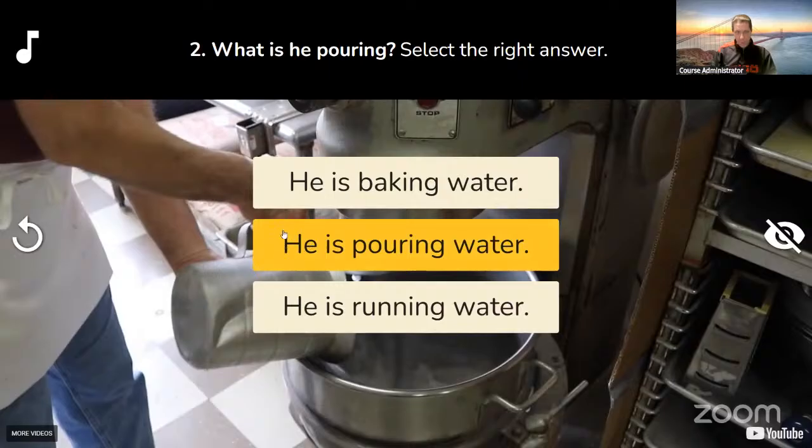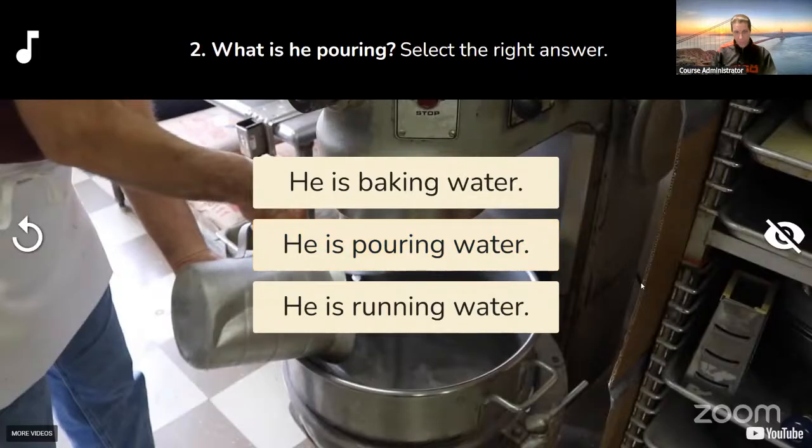In this case, we want to know how pizza is made. So instead of using the active voice, he is pouring water, maybe we want to change this to make it passive. So my question for you is how? How would you change this sentence to make it passive? Instead of saying he is pouring water, how can we express it using the passive voice?